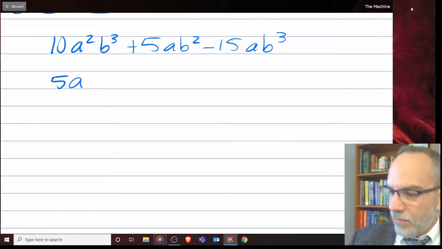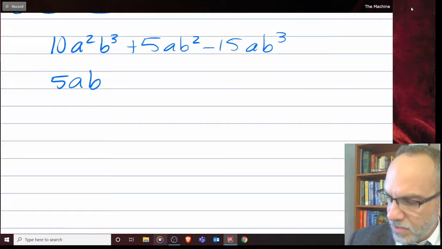What about now b's? Do I have a b? I got a b here, I got a b there, and I got a b there. What's the smallest exponent on any b? It would be this one right here, b squared. So that's what I factor out, b squared.